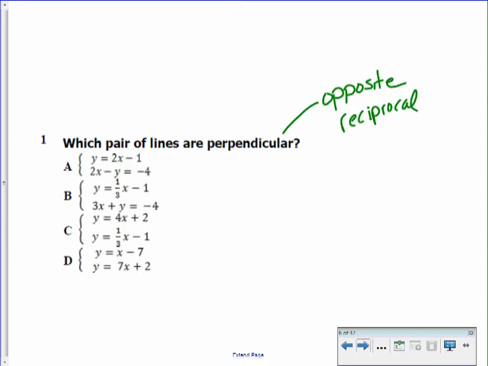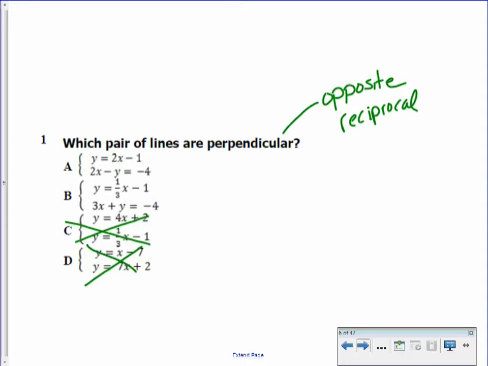reciprocal. Now, I noticed that in A, one of them is in slope intercept form, the other one isn't. That's annoying. B, one of them is, the other one isn't. That's annoying. Go to C. Hey, they're both in slope intercept form. Is 4 the opposite reciprocal of 1/3? No. What is the slope on the first one in D? 1. Is 1 the opposite reciprocal of 7?